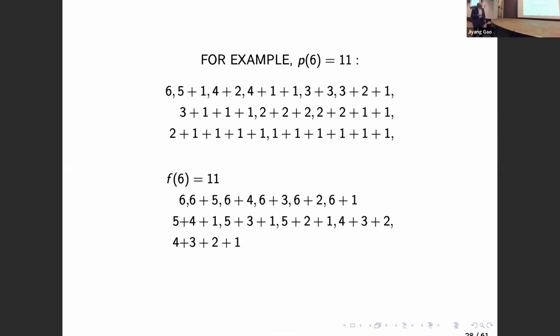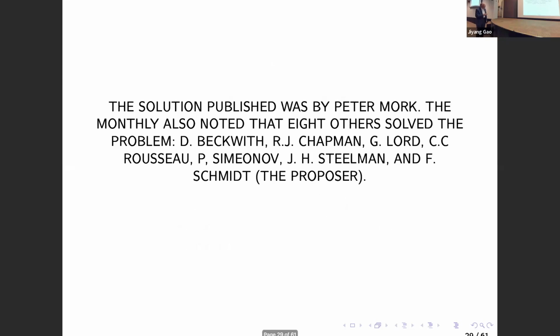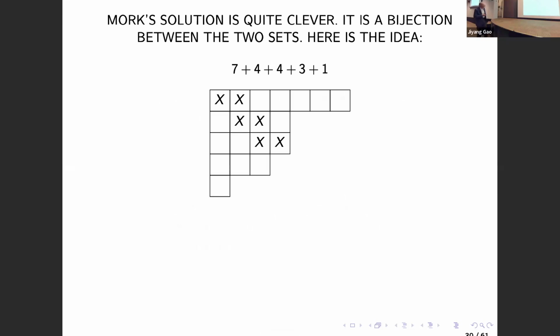So here, for example, are the 11 partitions of 6, and below you see the 11 partitions of distinct parts, where the first, third, and fifth part always add up to 6. The solution published was by Peter Mork. The Monthly also noted 8 others that solved the problem. And Mork's solution is indeed clever, marvelously clever.